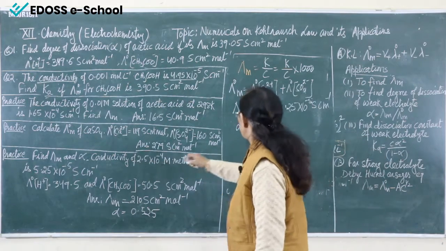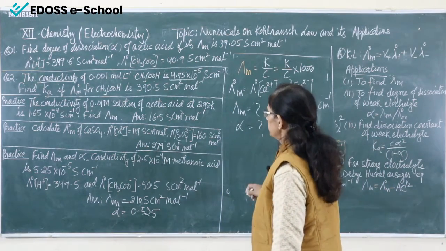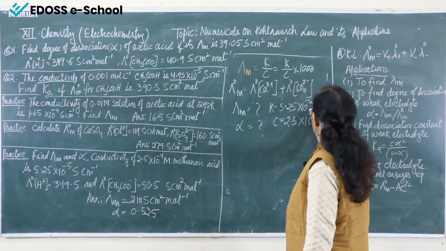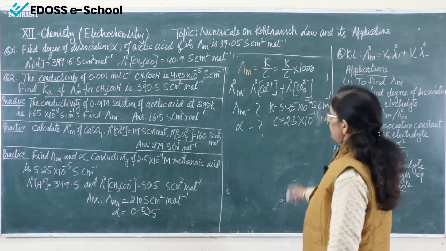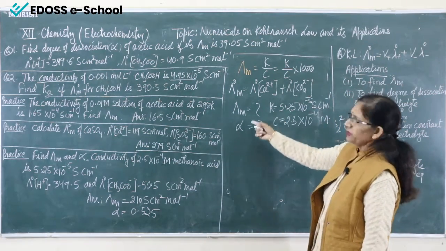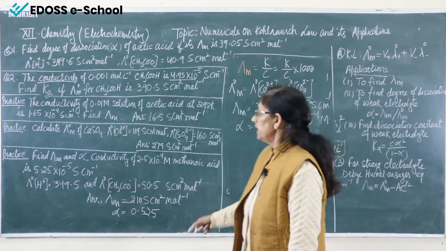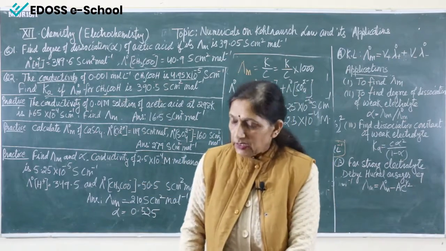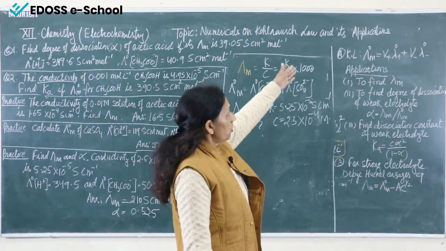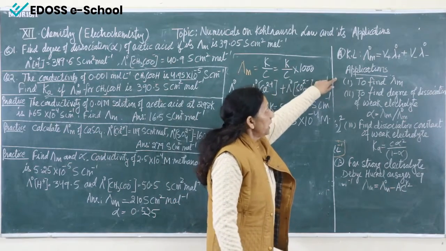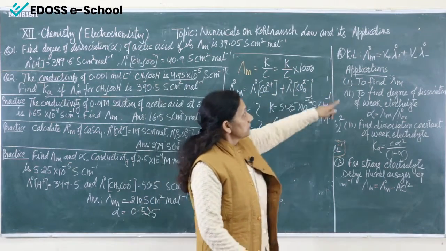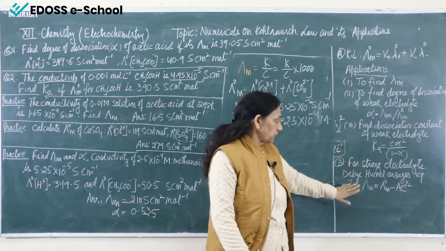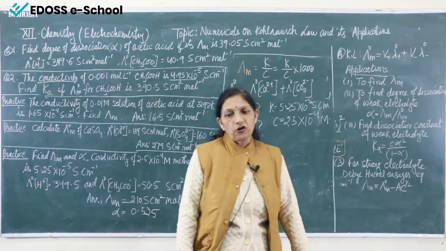And the concentration C is given to you. This is 2.5 into 10 raised to power minus 4 M. Okay, now easily you can find it, in the same way as we have done the earlier question. So in this way you can see that we can attempt all the questions of Kohlrausch law and the questions that depend on its applications, and this is for the strong electrolyte. This equation is for strong electrolyte.